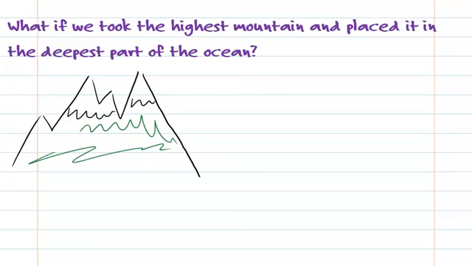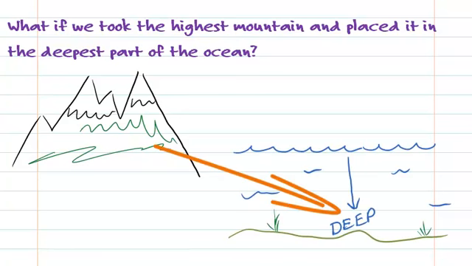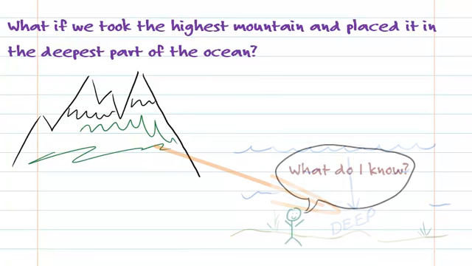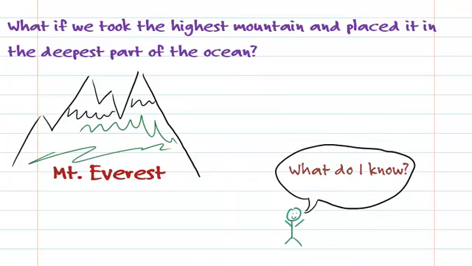So, what would happen if I took the highest mountain and placed it into the deepest part of the ocean? Well, what do I know? I know that Mount Everest is the tallest mountain by elevation on the planet Earth. With a little research, I can find out Mount Everest's elevation. The elevation of Mount Everest is 29,035 feet.